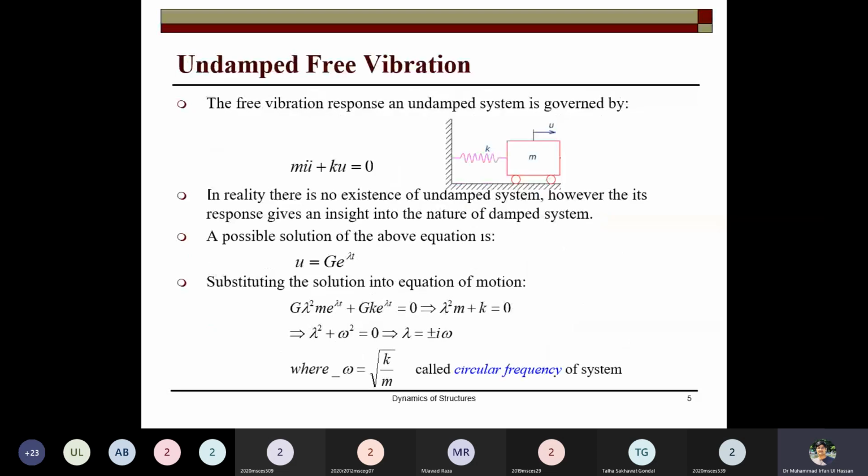We can take the solution of the equilibrium equation as u is equal to g, the general solution, and then take the second derivative and the first derivative, and apply the boundary conditions to find out the value of the unknown parameter g. In this, only g is used because damping is absent, so that's why this is undamped free vibration. And from here one relation is also proved, that is omega, the circular frequency, which is equal to square root of k over m.